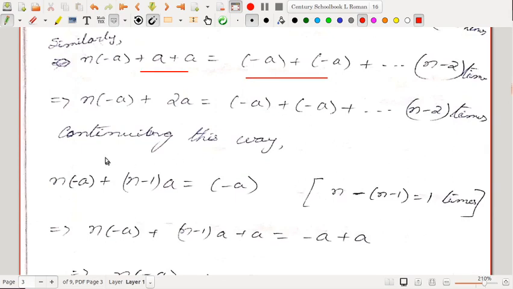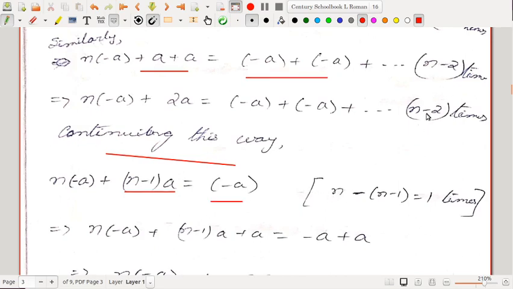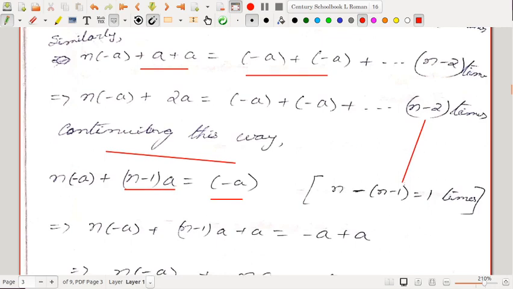So we can continue this process, and ultimately if we continue it up to n minus 1 times, we will be left with only minus a here. How are we left? If you observe this pattern, in this step we will have n minus 1 times of minus a.